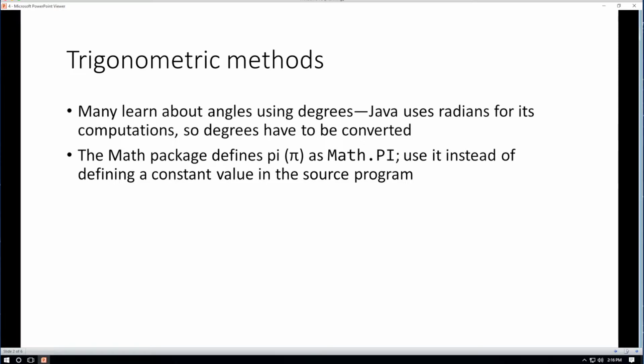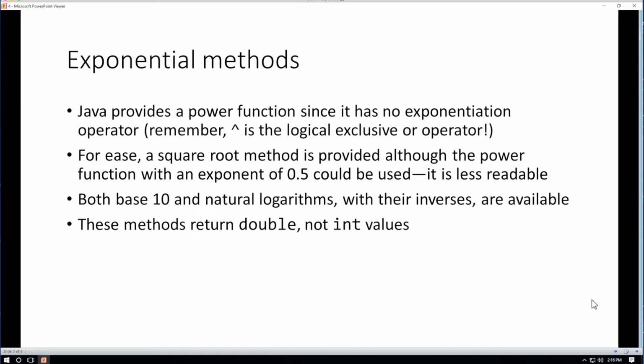To avoid the need for memorizing or frequently typing in the value of pi, the constant Math.PI in uppercase is available for use. Another section is exponential methods. Java provides a power function since it does not have an exponentiation operator. The square root method is provided for readability.